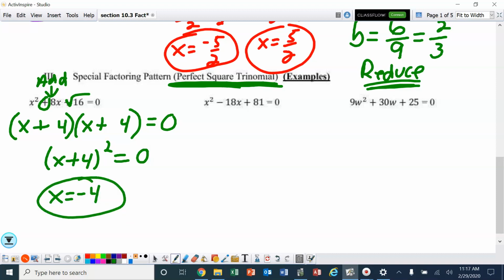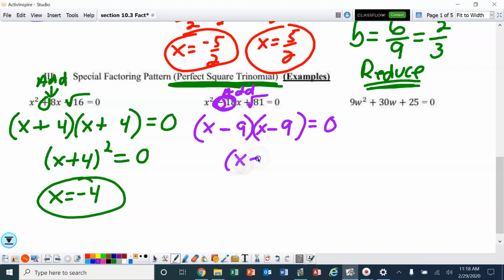Okay, on this next one, what's special about it? Well, the square root of 81, that's 9. And I notice there's a -18 here. Well, if I add, it'll be -9 and -9, make the 18. Oh, they're the same. Again, that's why it's special. And again, this could be written as x minus 9 squared. And so again, there's only one solution, 9.